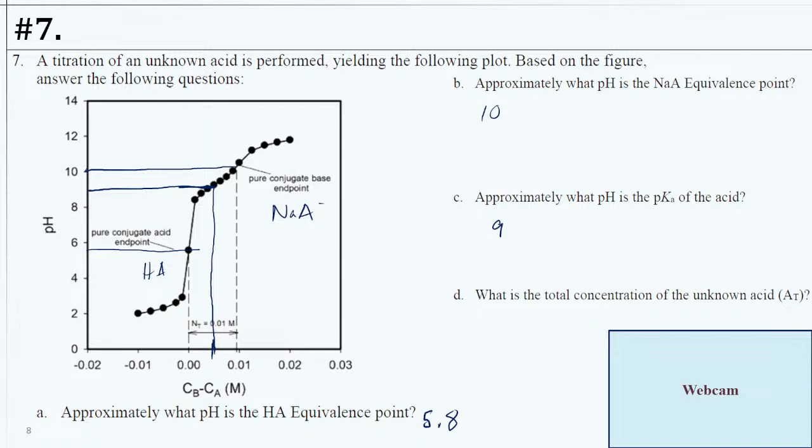Okay, so if you got anywhere around 9 for that answer, it should have been counted as fine. Finally, the last question says, what is the total concentration of the unknown acid, A total? In this one, hopefully you recalled, we define this, and this is actually how the titration works. This is the N total here. Right? It's kind of, in a way, written on there.